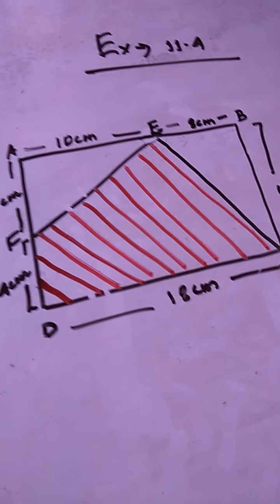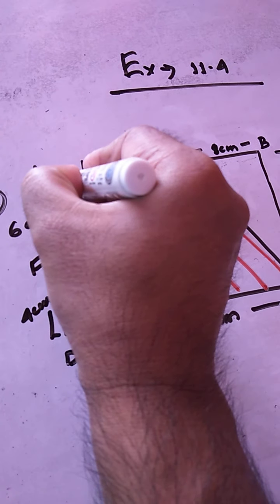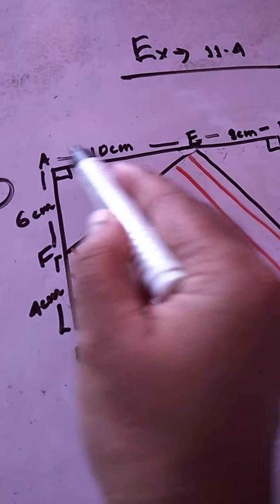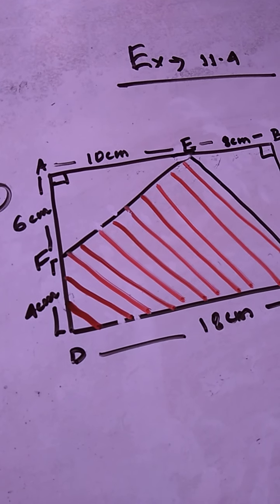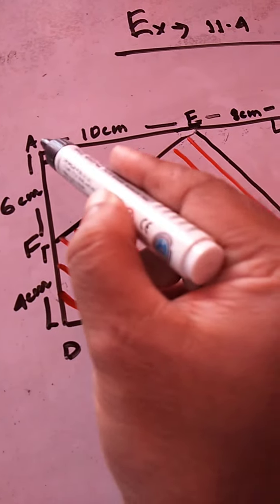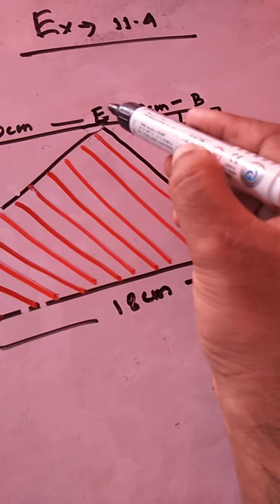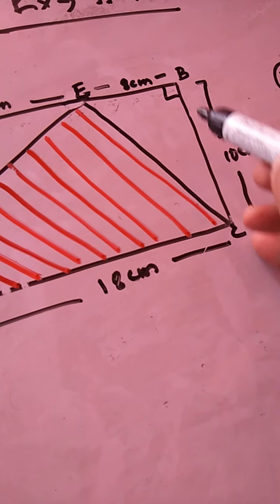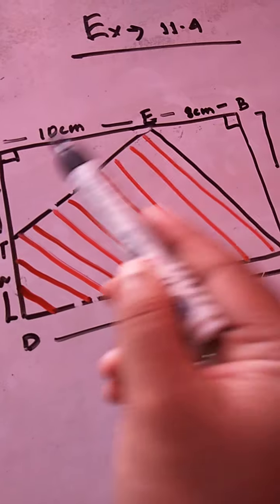Okay, and now I will carefully see that the dimensions of these triangles are given. In a rectangle we know that each angle is 90 degrees, isn't it? So this is a right angle triangle. What is the formula of a right angle triangle? Half into base into height. This is the base and this is the height. Similarly, if you see this triangle, this is 90 degrees, so this is the base and this is the height. So half into base into height. We'll follow the same formula for both the triangles.